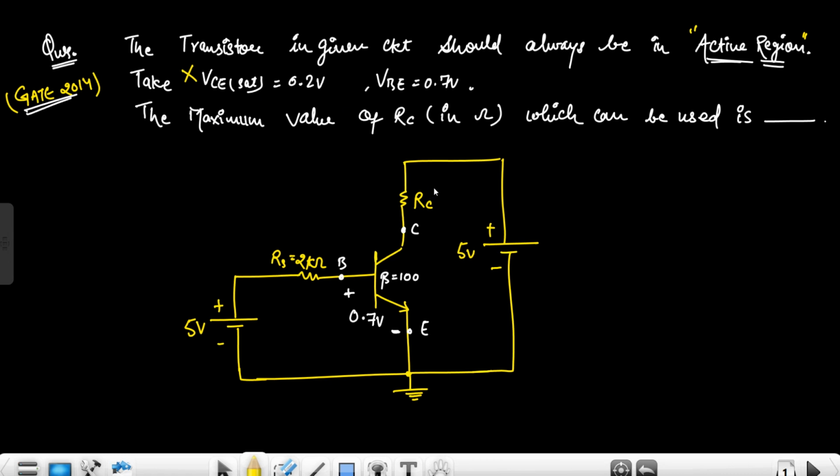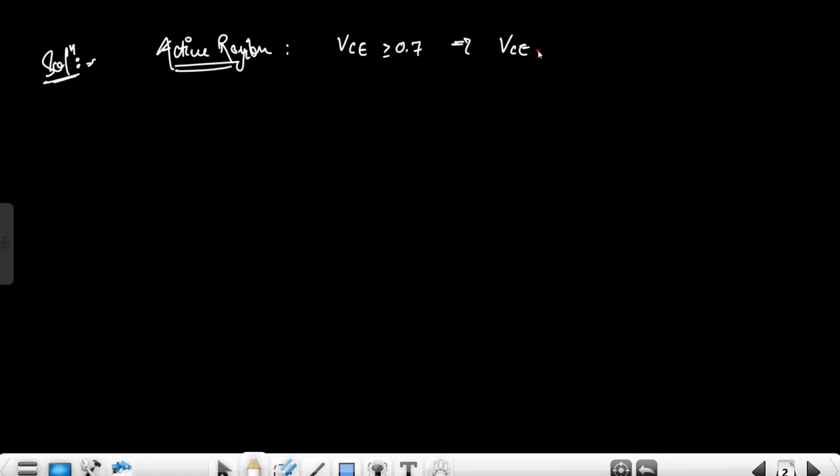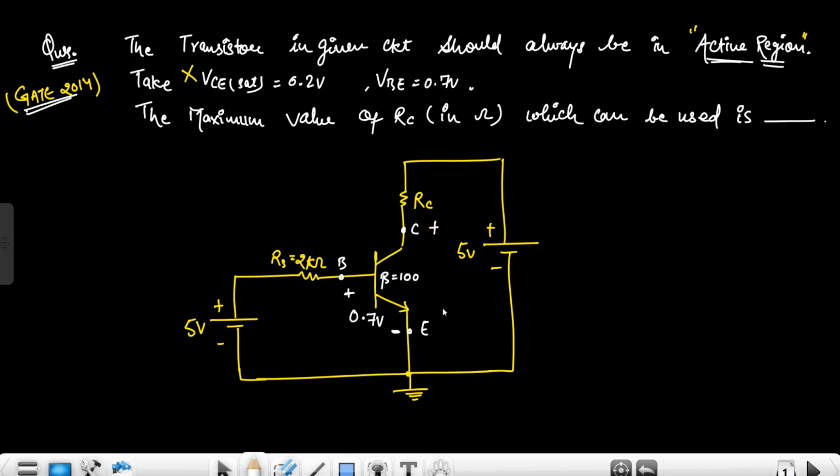We have to calculate the maximum value of RC in ohms which can be used. So this resistor value RC we have to calculate, and for that we apply the condition of the active region. For the active region, VCE should be greater than or equal to 0.7 volt, and the minimum value of VCE is equal to 0.7 volt, right?